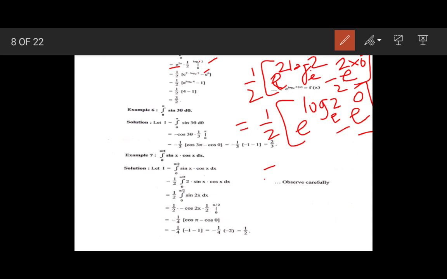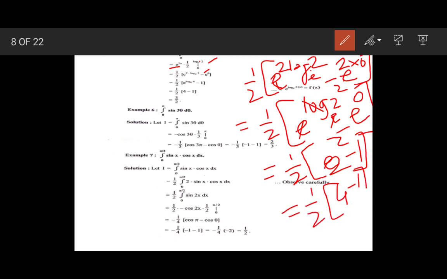So that is equal to 1 upon 2 e raised to, okay, so this base and this will be cancelled, so the log cancels, so that is equal to only 2 raised to 2 minus 1, so that is equal to 1 upon 2 into 4 minus 1, so that is equal to 1 upon 2 into 3. Okay, so the answer is 3 by 2.